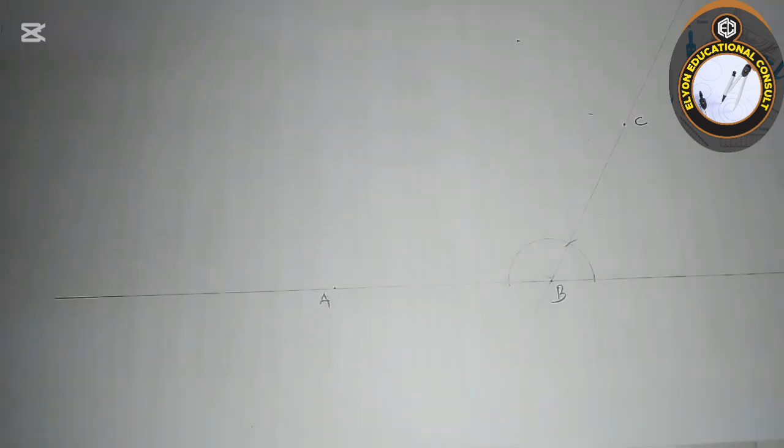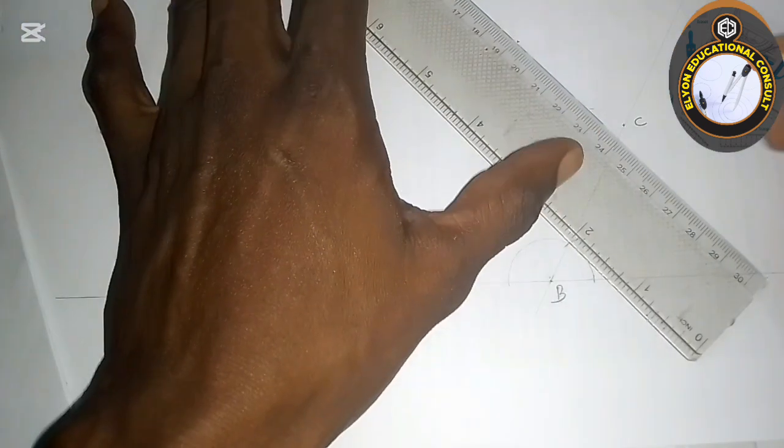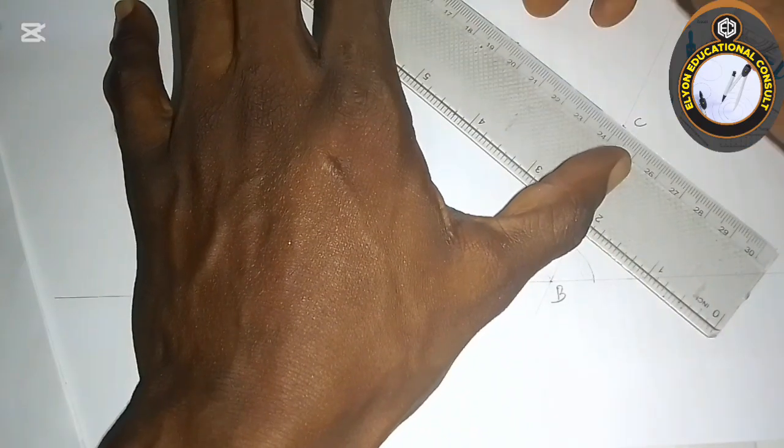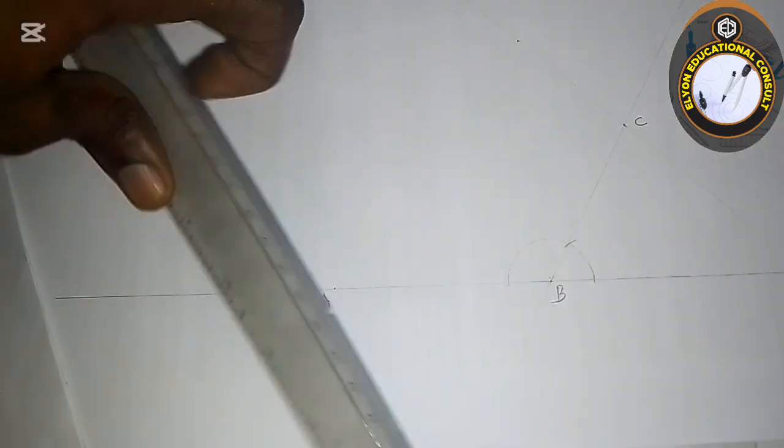So all you just need to do is join the 2 points. You can extend your line with thin line, projection line.